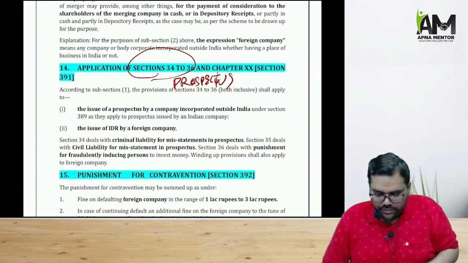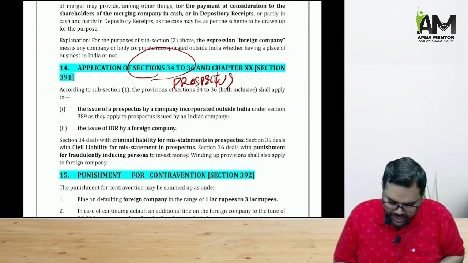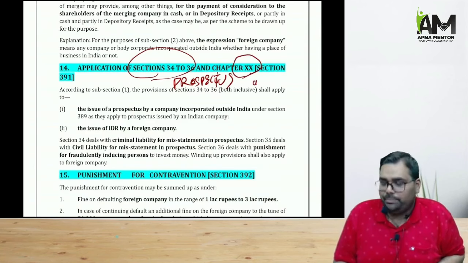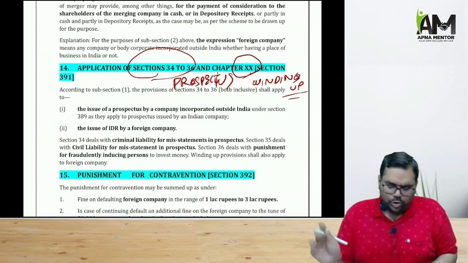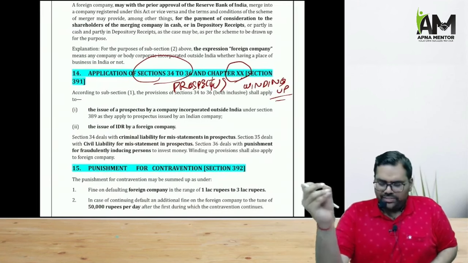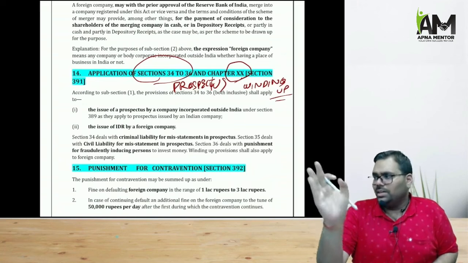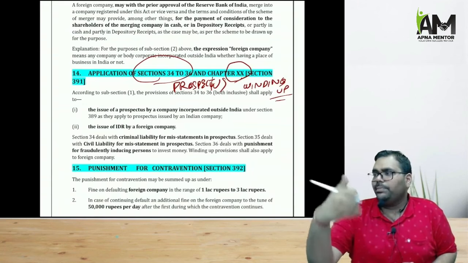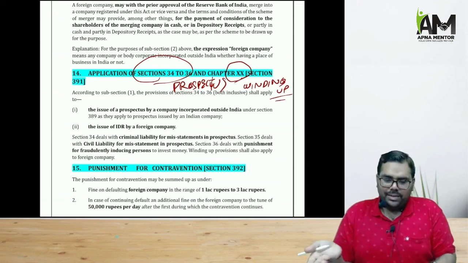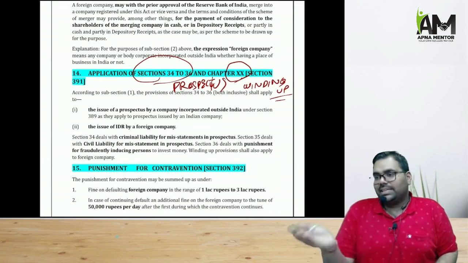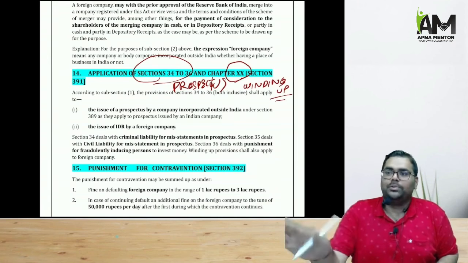So application of section 34 to 36, chapter 20. Chapter 20 is nothing but winding up provisions. They are just saying that even the provisions of section 34 to 36 and the provisions of winding up will be applicable to a foreign company. So nothing to study. Winding up is not there in your syllabus, and section 34 to 36 you shall study in the prospectus chapter.